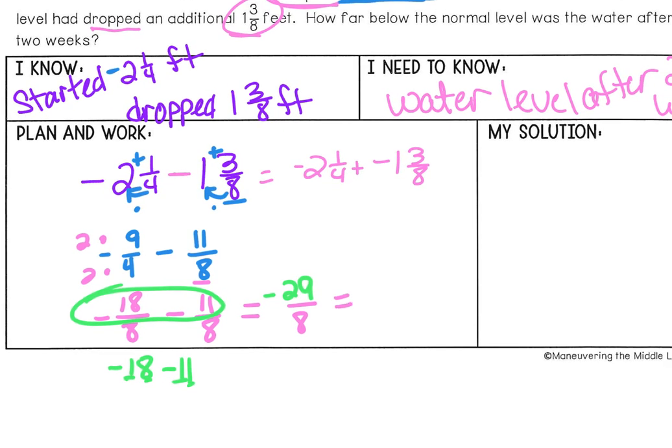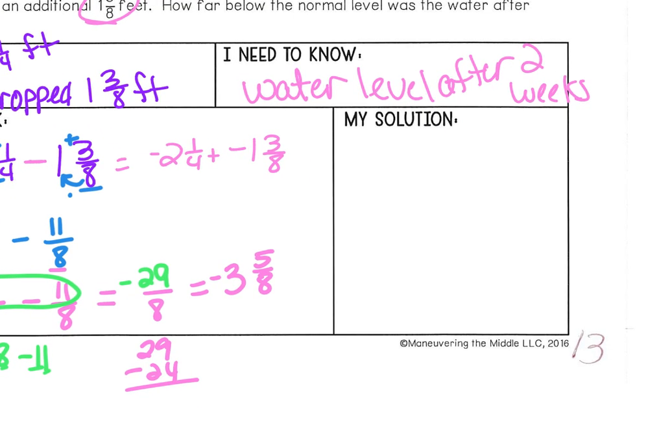So 8 goes into 29 3 times. Okay, the negative stays out front. And then 8 times 3 is 24. So now we got 29 minus 24, which is 5. So that I have 5/8 left. Okay, so it's negative 3 5/8 feet below. Okay, but we don't need below because we have the negative.